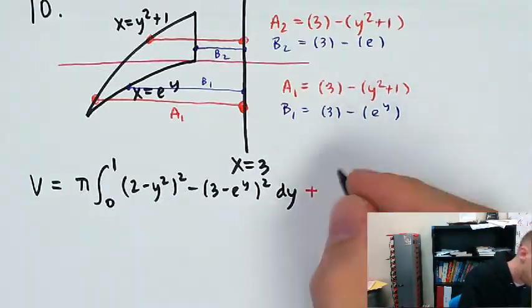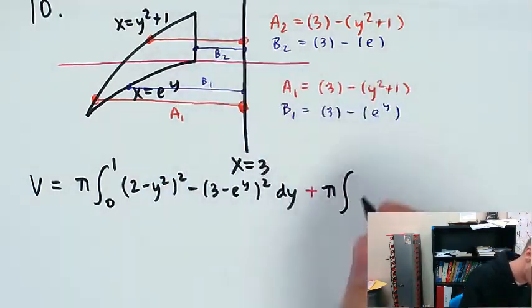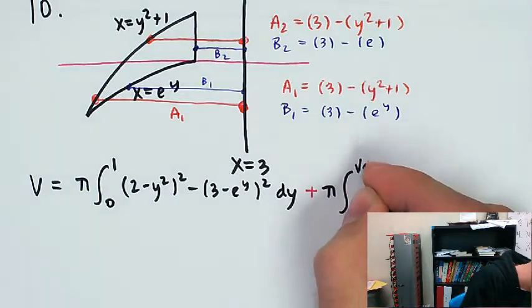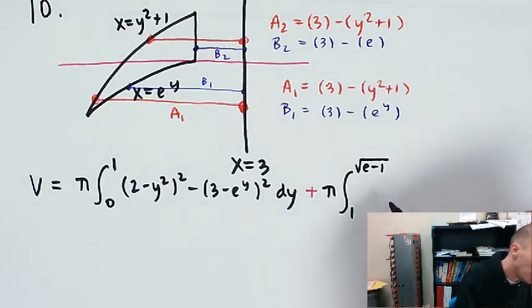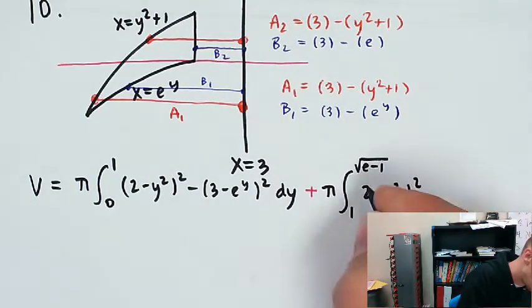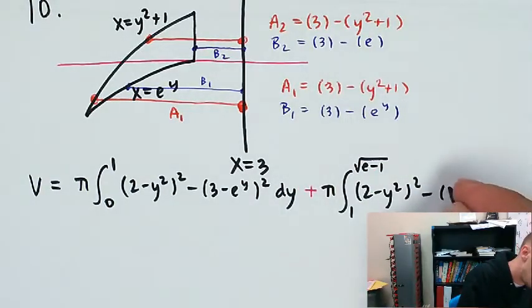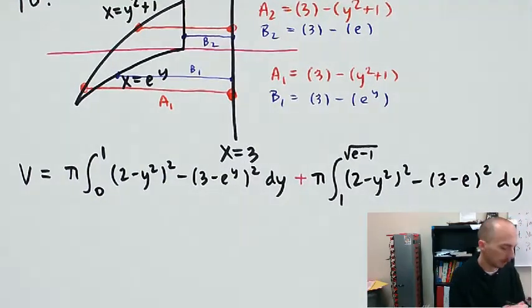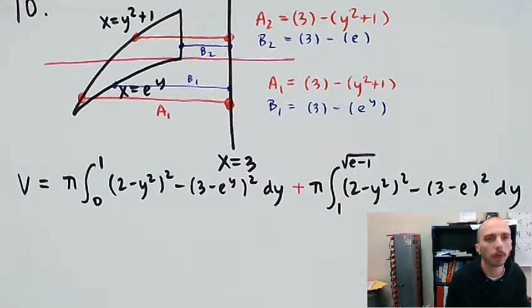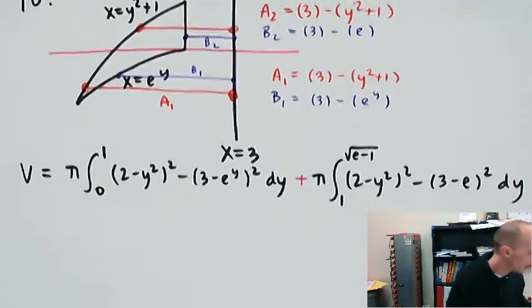And then we're going to have to add another volume integral, except this one will start at y equals 1 and go all the way up to the top, which is the square root of e minus 1. Okay, and large radius squared will be that same thing, so 2 minus y squared minus the small radius squared is now 3 minus e squared. Okay, and that was kind of a lot, and like I said, probably beyond the scope of AP Calculus, but not a bad problem. All right, we've got two more.